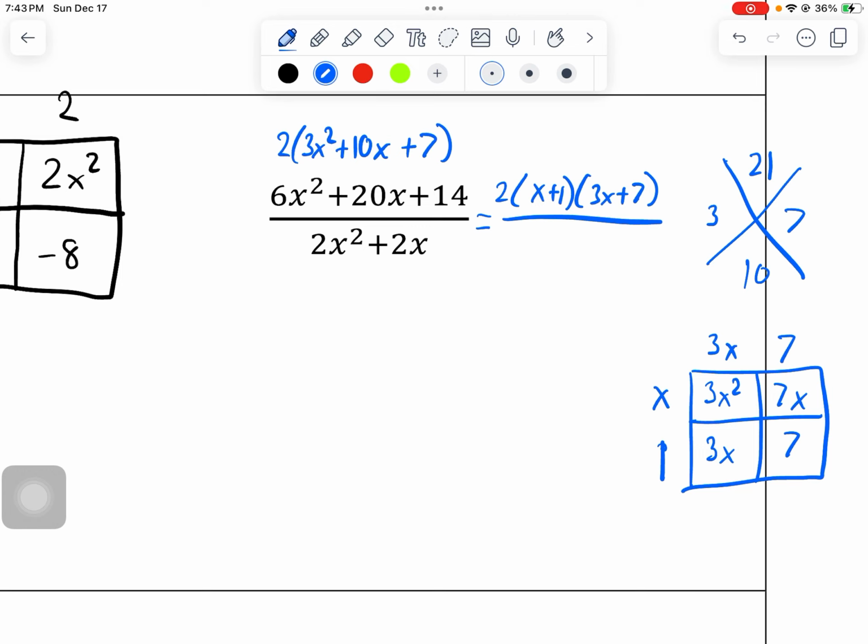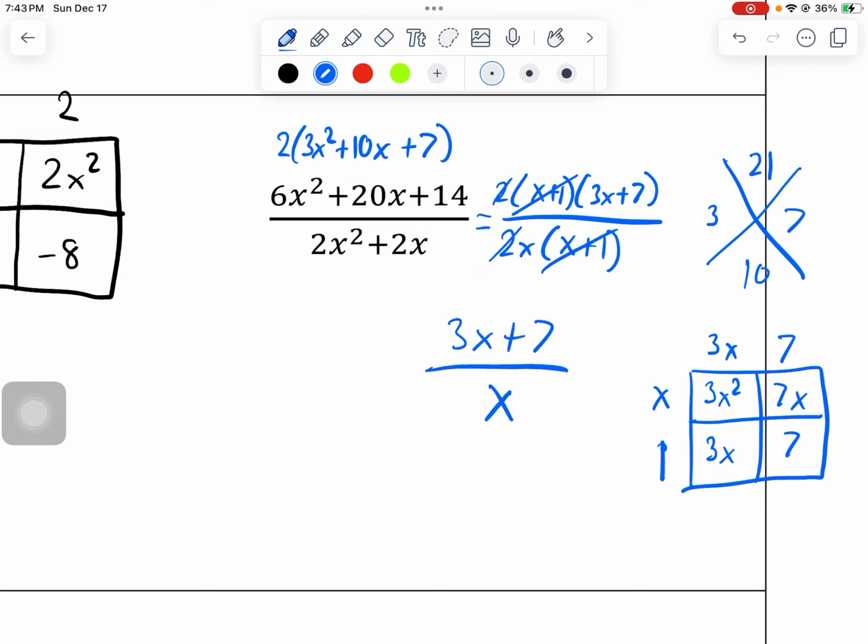Over the bottom, I can factor out a 2x, and then I would have x plus 1. Be really careful. I know it's weird, but when you factor 2x out of itself, you're still left with 1. Any number divided by itself is 1. So in this case, the 2's are going to go away, the x plus 1's are going to go away, and we're left with 3x plus 7 over x.